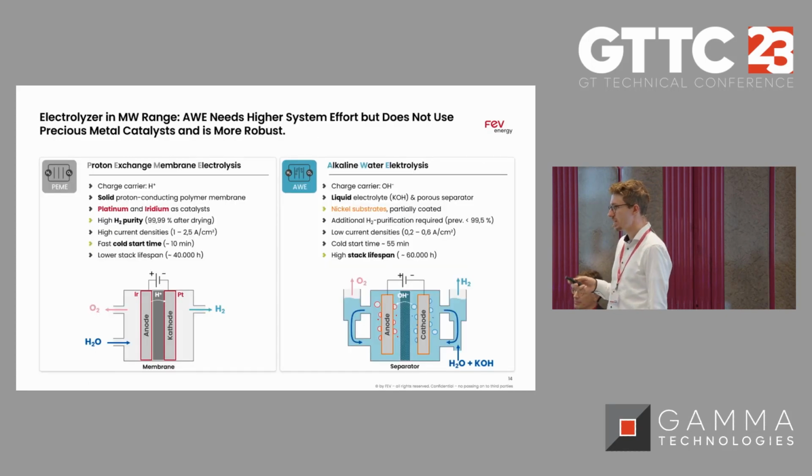Why do we even look at the alkaline? It's an older technology than the PEM. It still has some values, especially since we don't need any precious metals for the electrodes, and therefore it's also cheaper and a very robust technology. We've been using all these for many years.